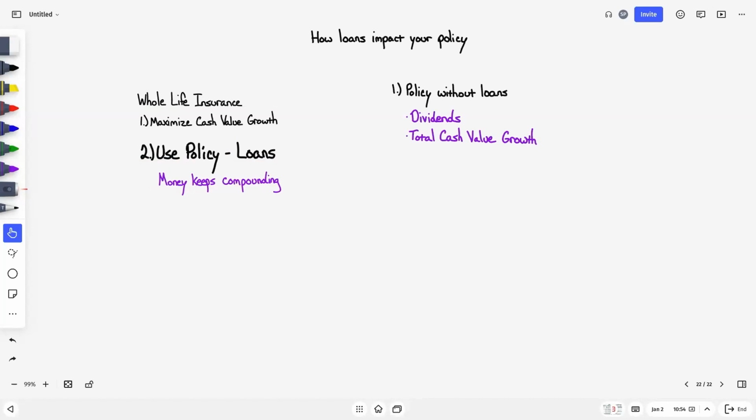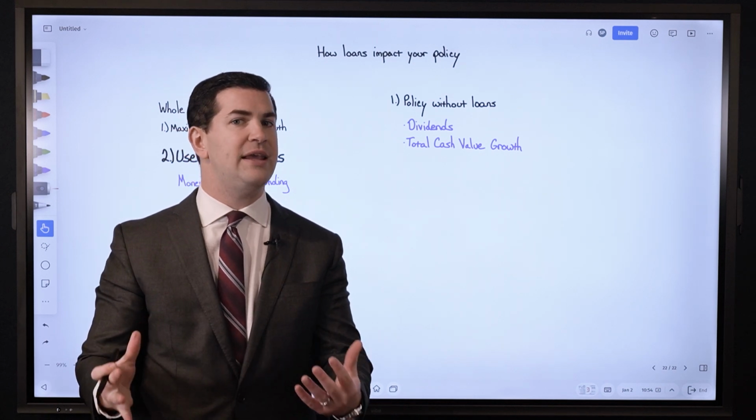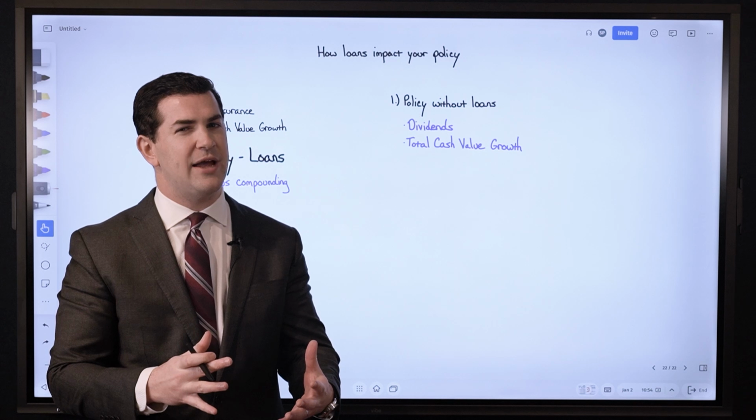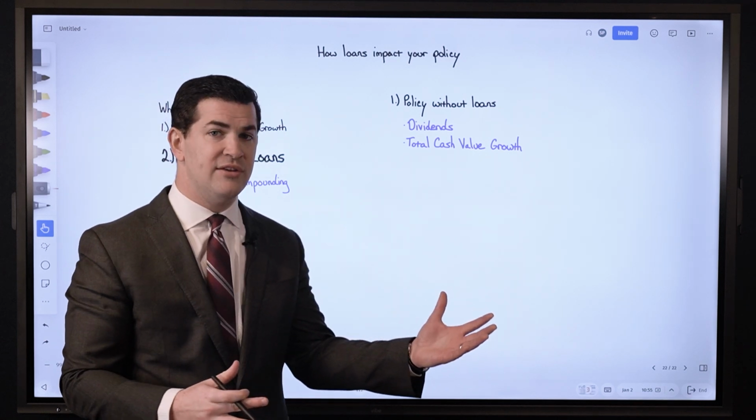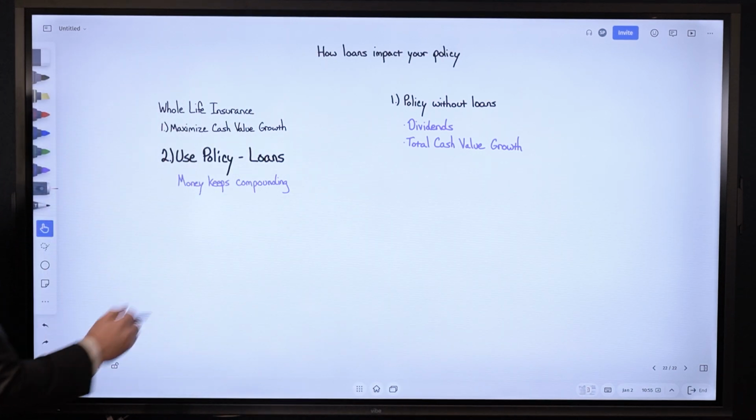So what we'll begin with is looking at a policy without any loans. We'll see exactly what the dividends are, the dividends that you're receiving with this policy, and then we'll also look at the total cash value growth. And I say that because anytime you see a dividend column in a life insurance illustration, that does not reflect the guaranteed interest. This can be confusing sometimes. So what we like to do in a case like this is show the dividends, but then also the total cash value growth. You'll see exactly what I mean when we pull up the illustration. So we'll look at that first.